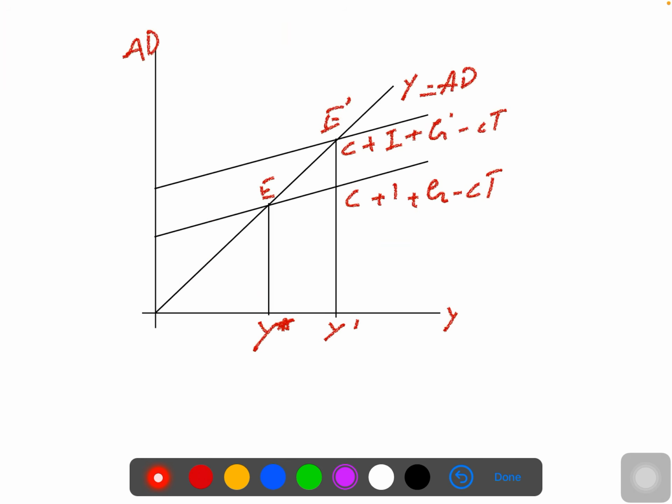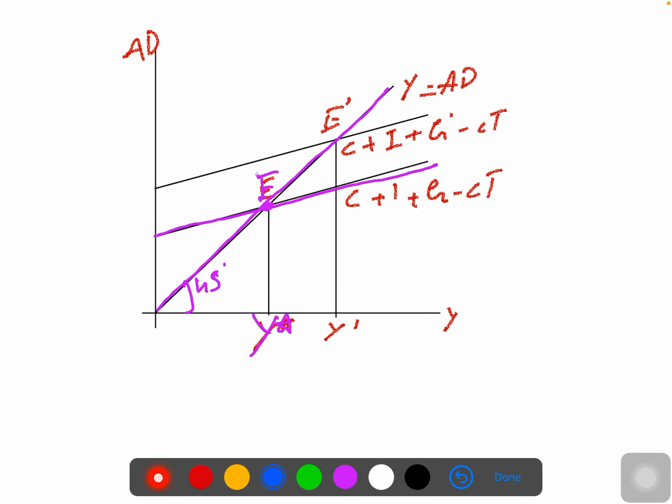On the other side, you have the diagram. Let's analyze the diagram now. This is the supply curve, the 45 degree line, which you're already aware of. This is the first aggregate demand curve. The first aggregate demand intersects here with the supply curve, so we get the first equilibrium point. The income will be this.